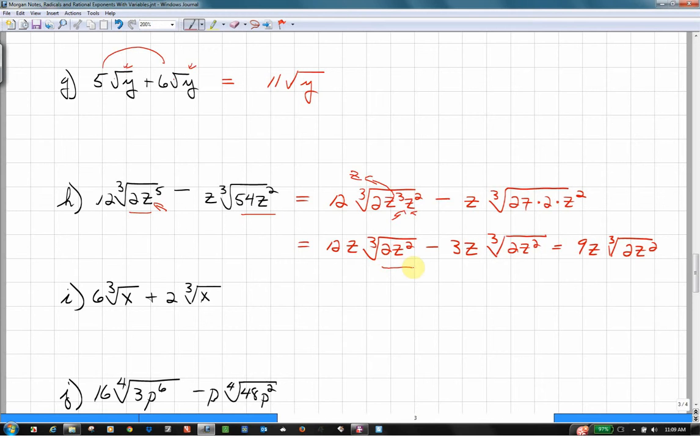All right, let's look at the other piece. 54z squared. Well, 54 is 27 times 2. 27 is the cube, 3 cubed, so that comes out as a 3. So I can simplify that into 3z times the cube root of 2z squared. Now my radicals are the same. So it's simply 12z minus 3z. That's 9z times the cube root of 2z squared.